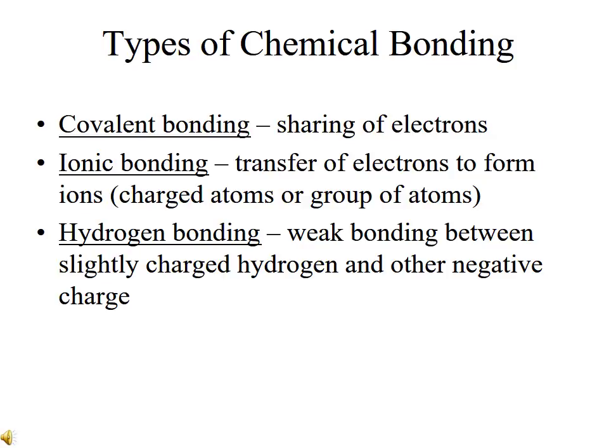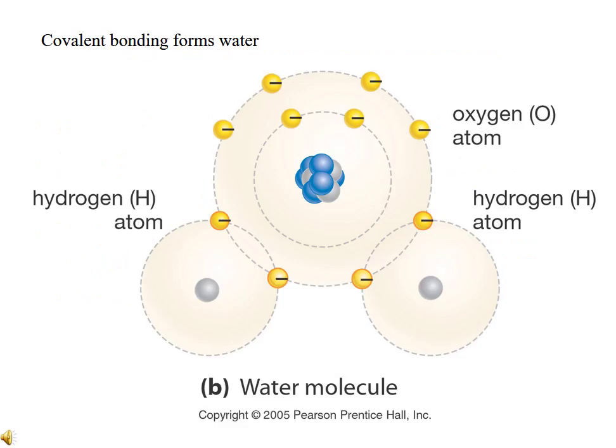Let's talk about covalent bonding, which is sharing of electrons. We will find that many of the chemical compounds that we will be referring to, covalent bonding is going to be very, very important. Now we'll look at ionic bonding. Ionic bonding is basically going to be a transfer of electrons to form ions. Now, ions, as you will see, are charged atoms or group of atoms. And then finally, we will look at hydrogen bonding, which are important in protein formation. There are weak bonds between slightly charged hydrogen and some other negatively charged entity. First, let's look at covalent bonding.